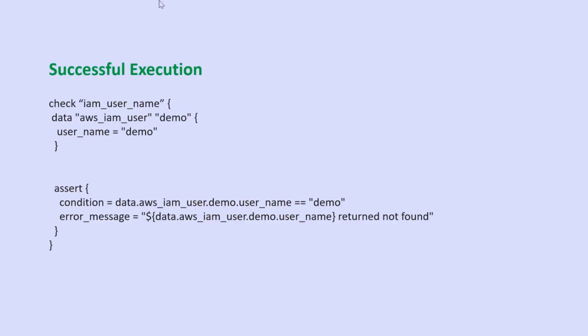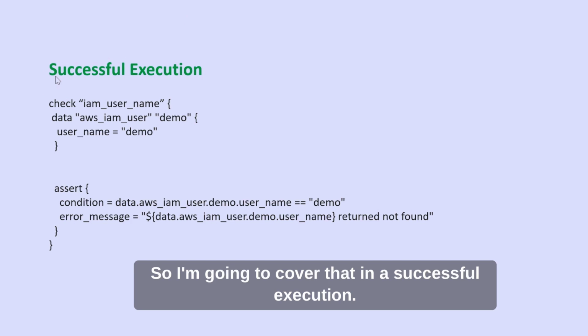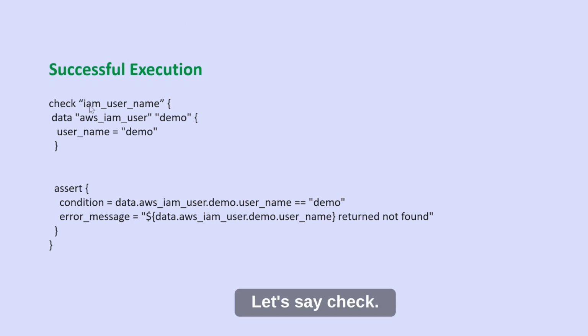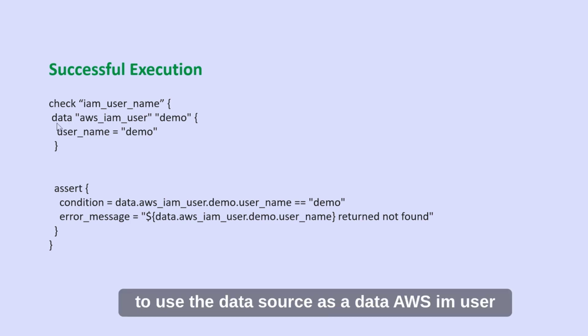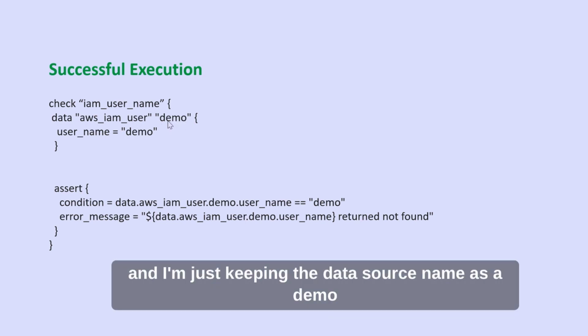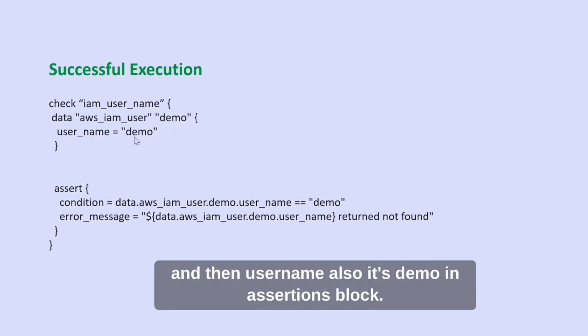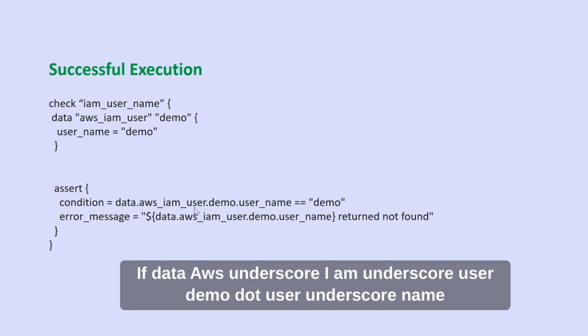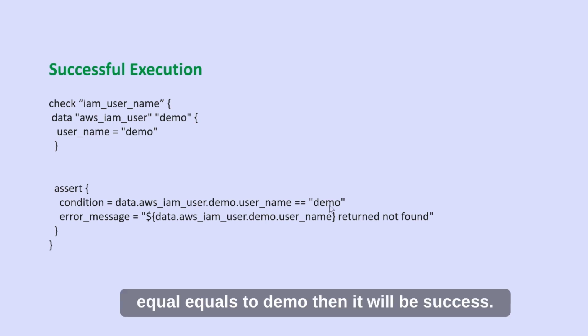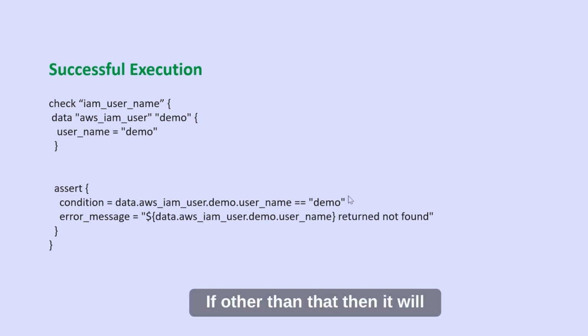Demo time. I'm going to cover a successful execution first. Let's say I'm going to check iam_username, where I'm going to use the data source data aws_iam_user. I'm just keeping the data source name as demo, and the username is also demo. In the assertions block, I'm going to check a condition: if data.aws_iam_user.demo.user_name equals demo, then it will be a success. Otherwise, it will display an error message.